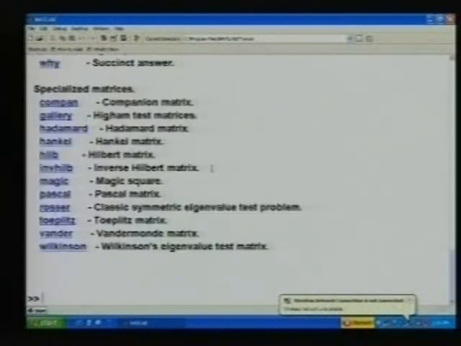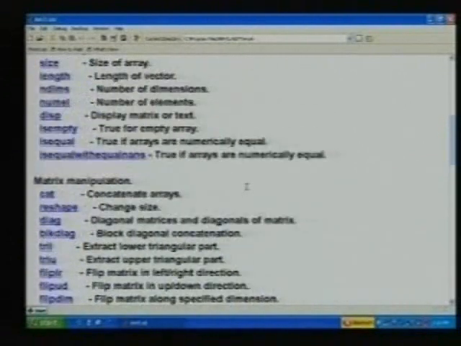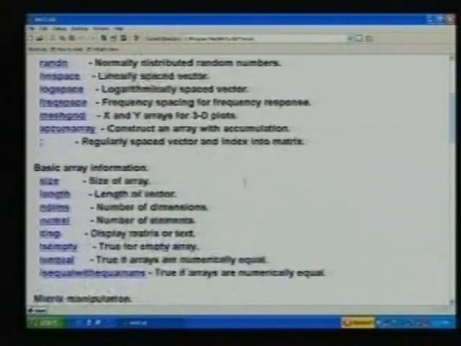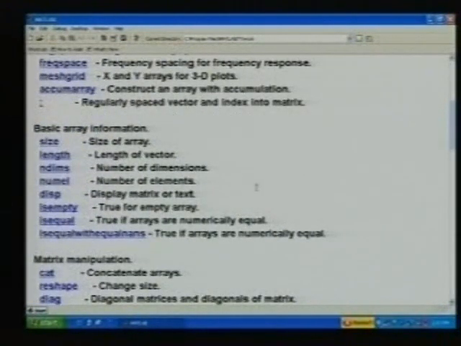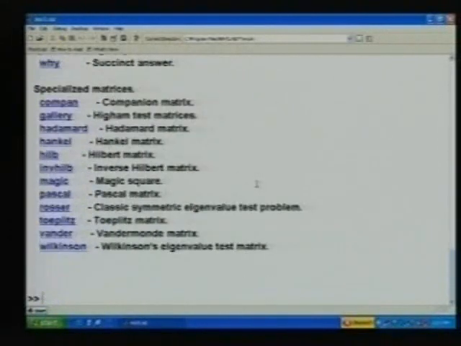write help elmat, that is elementary matrix operations, that is one of the directories in the structure of MATLAB. Apart from various functions like zeros, ones, repmat, tile array, size of the array, display the matrix, etc., I have promised that I shall discuss some of the specialized matrices.